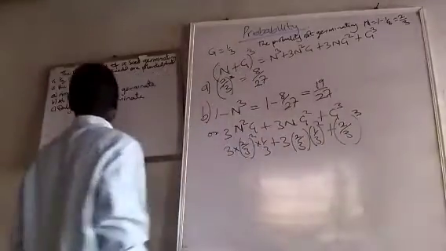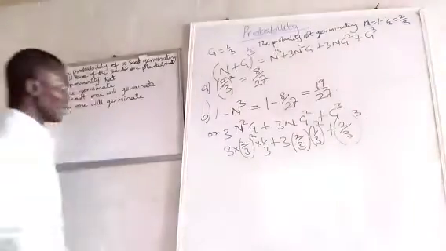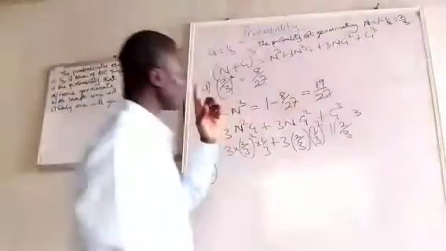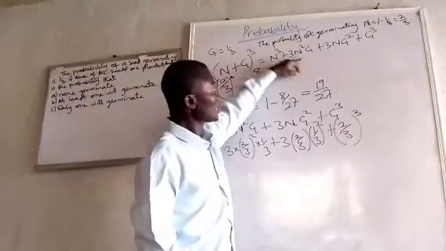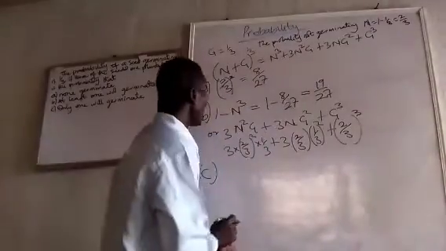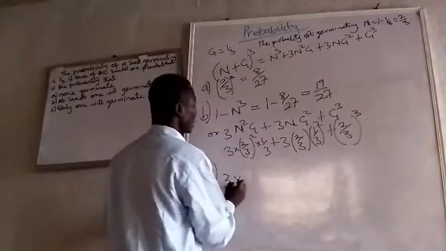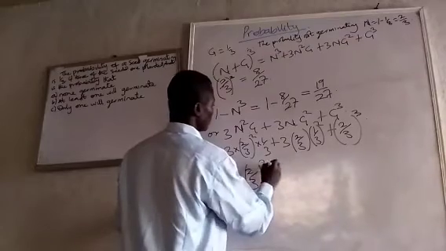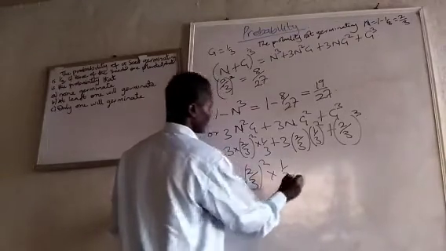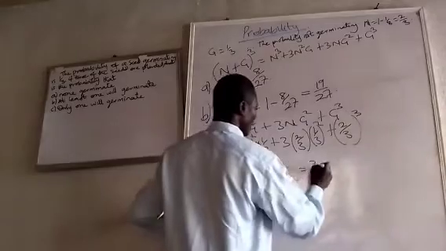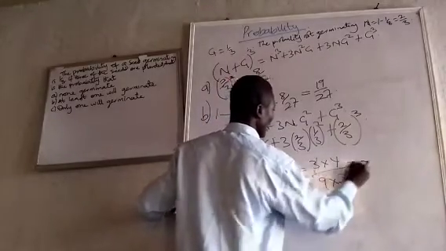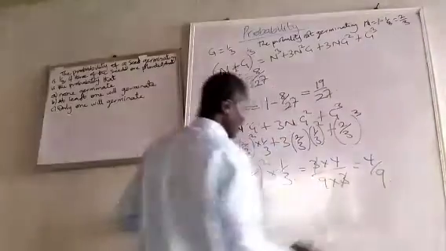So that's for B. Now for C, only one germinates. Where is only one? This is the case. You can see, only one germinates here. So you have 3 times 2 over 3 times 1 over 3. So what does that give me? It's 3 times 4 over 9 times 3. That's 4 over 9. So very simple.